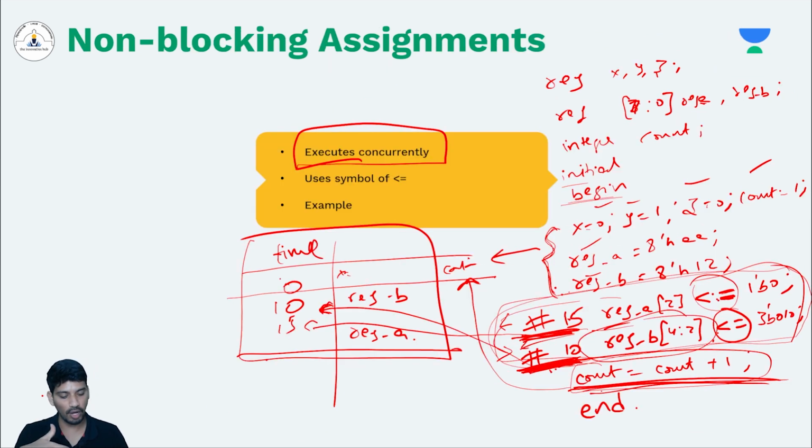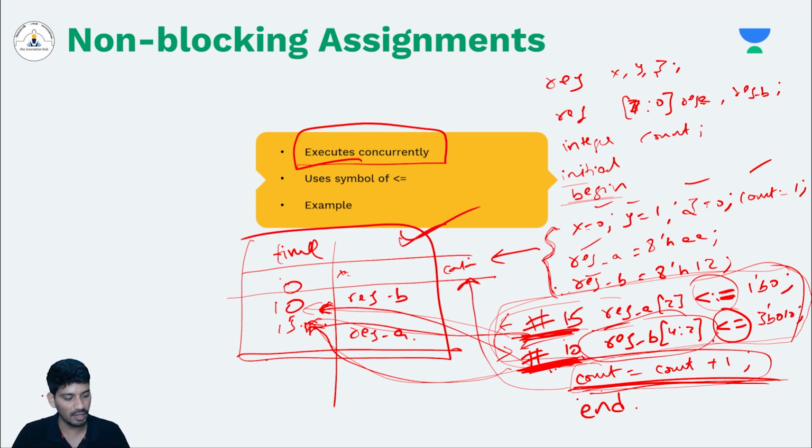But in the case of non-blocking, it will just schedule the time periods, but not wait for that time period. So at 10 nanoseconds, the statement will execute, and at 15 nanoseconds, the statement will execute. It will just schedule, but it is not waiting for 10 or 15 nanoseconds to pass. Okay. So this is the use of non-blocking statements.